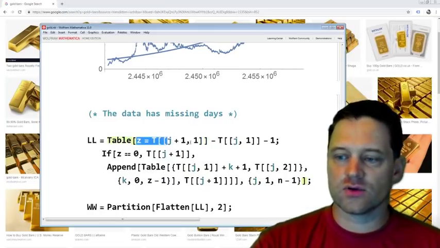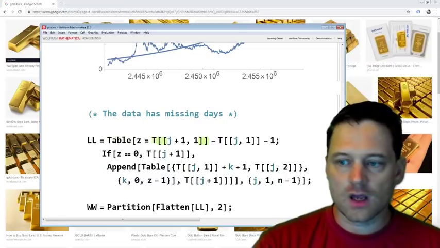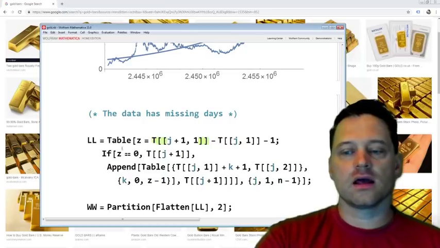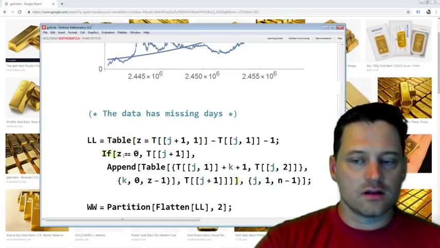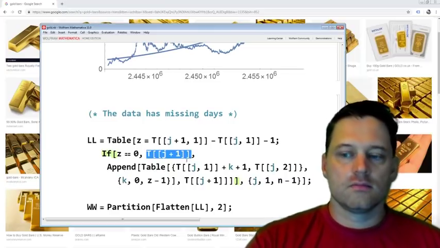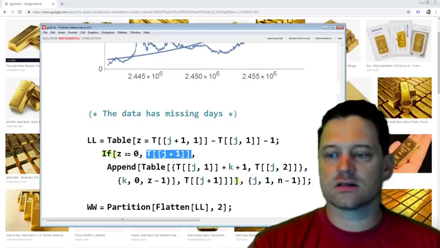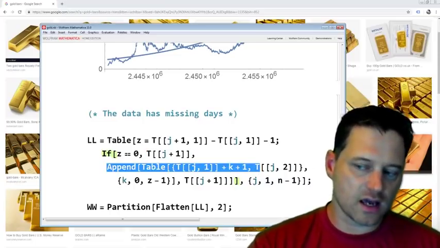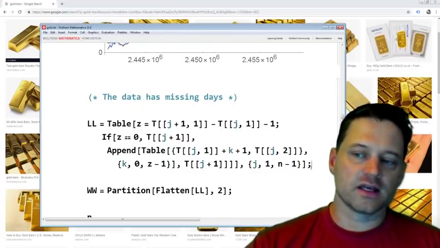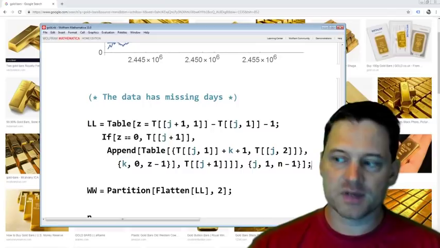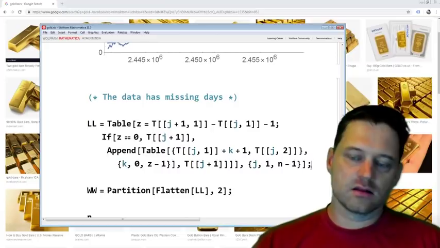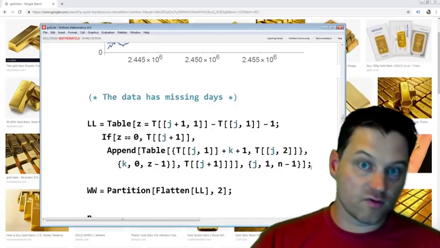It sets z equal to the difference in the day, minus another 1, and then there's an if condition. If that equals 0, then put the next point in the sequence, and otherwise do some other things. I'm not going to talk about that. It's just a simple piece of code for filling in some missing days and replacing those empty positions with points consisting of a day and the price while it still was, say, before the weekend.